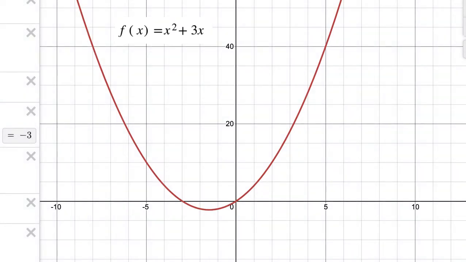The example we'll be using throughout this video is the function f of x equals x squared plus 3x. It's a quadratic, obviously. Its graph opens up. It's got x-intercepts at -3 and 0. It has a vertical axis of symmetry at x equals -3/2. I'm going to add a slidable point along this curve, label its coordinates, and also add a tangent line.